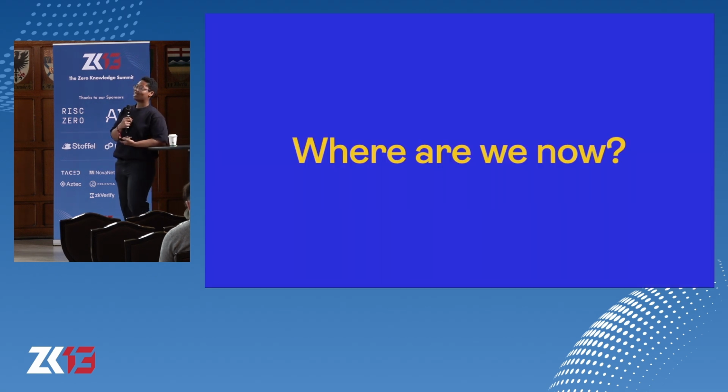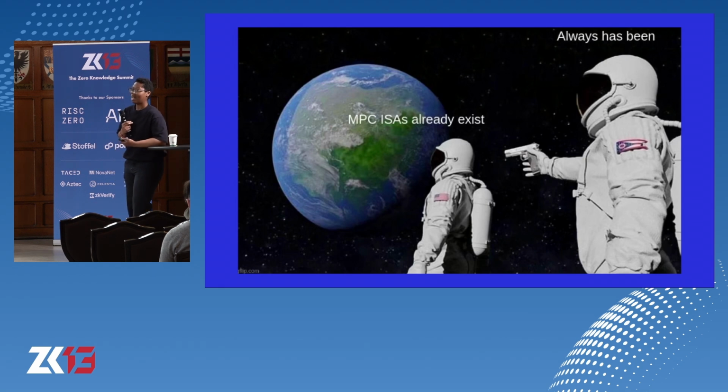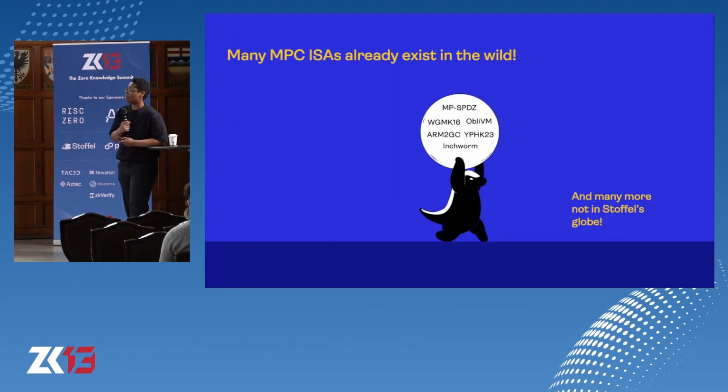So where are we now? ISAs already exist for this. They're just in a state of being academic and hard to use. So they already exist. There's all sorts of them. These are just the names of papers and software that I've personally used over the years, and Stoffel has only so much space in his globe. But there are many others. If you want to learn more, you can just come chat to me after.